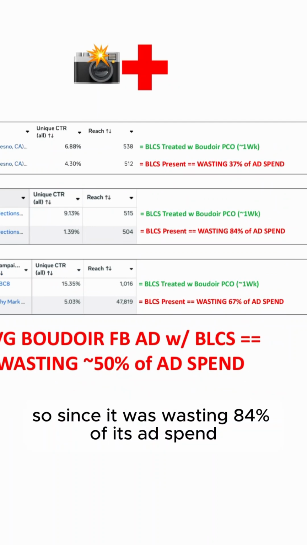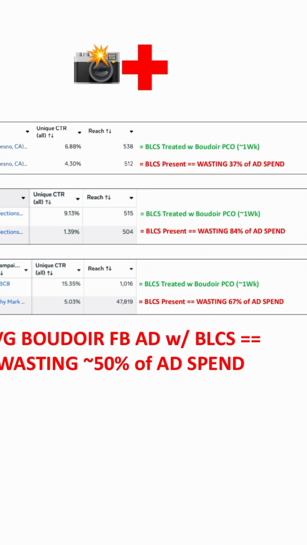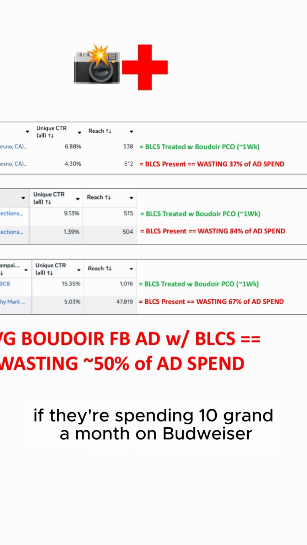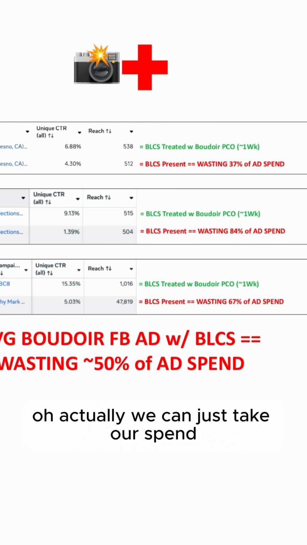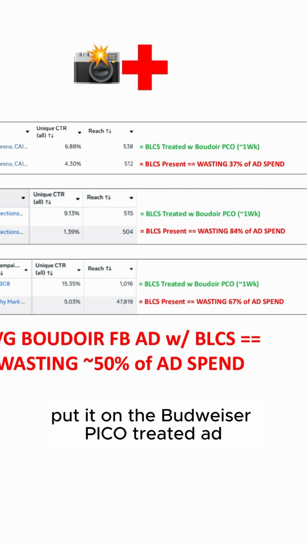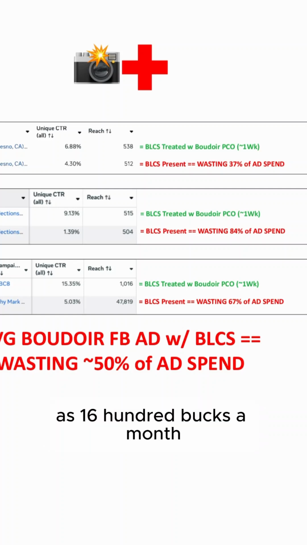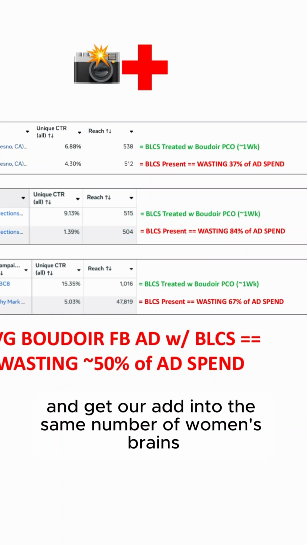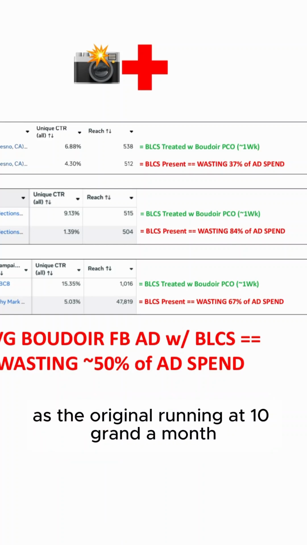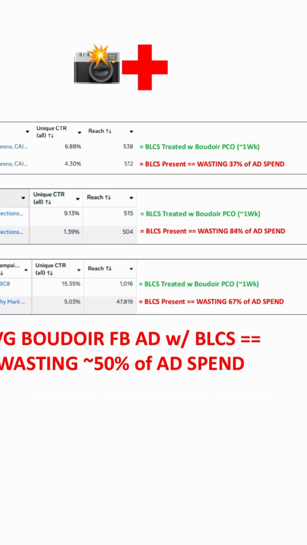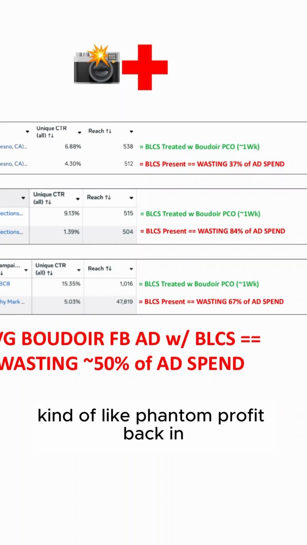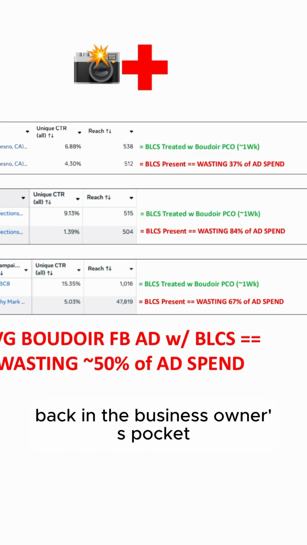So since it is wasting 84% of its ad spend, if they spend 10 grand a month on Boudoir Facebook ads, we can actually just take our spend, put it on the Boudoir Pico treated ad at 1,600 bucks a month, and get our ad into the same number of women's brains as the original, running at 10 grand a month. So 8,600 bucks a month in savings. Literally, what's that? 100 grand in the next year, kind of like phantom profit back in the business owner's pocket.